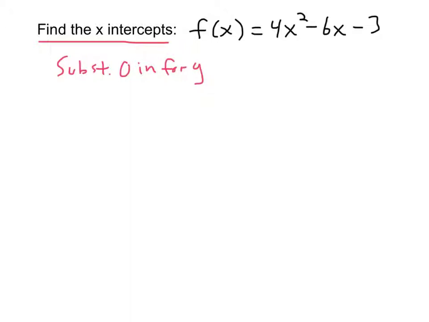So in this case, since we're trying to find the x-intercept, we'll plug a 0 in for y. Now y is really the same as f of x right here. So we'll substitute a 0 into the left side of the equation.